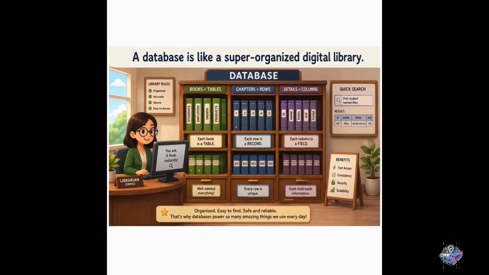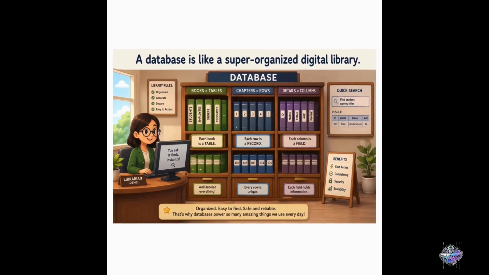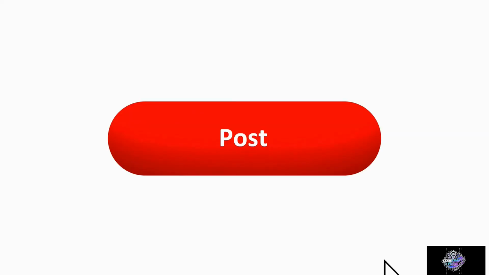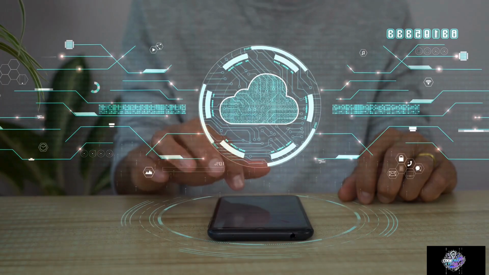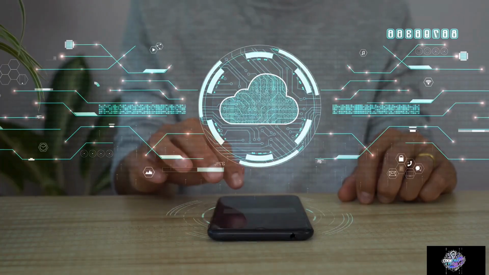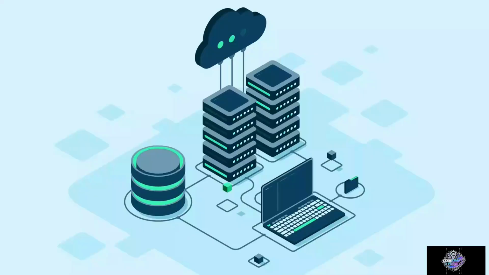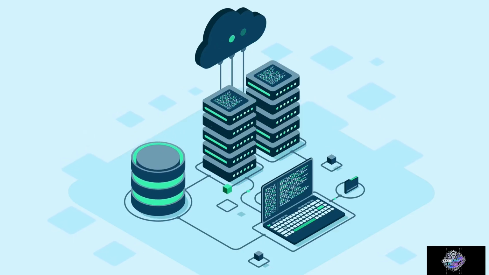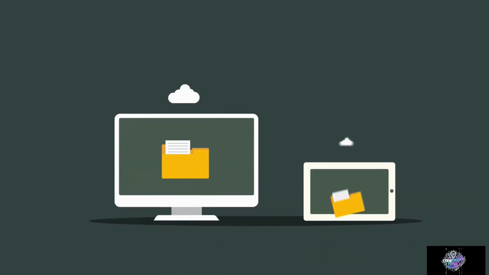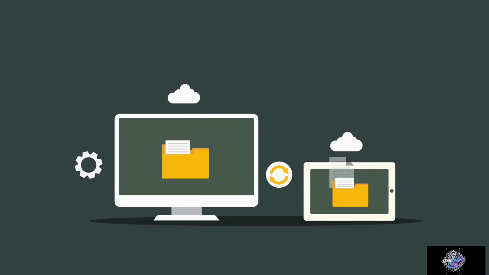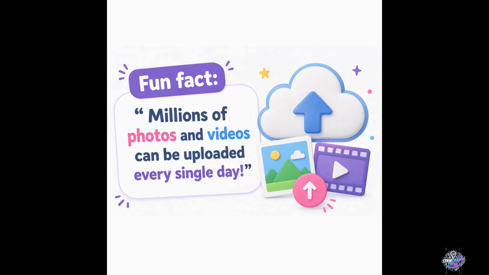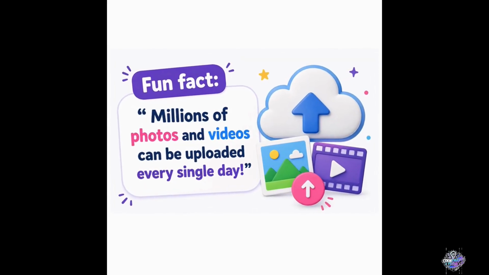Simple comparison. A database is like a super-organized digital library. Uploading photos and videos. Do you know what happens after tapping post? Steps. You select a photo or video. The app sends it to cloud storage. The backend saves details like caption and date. Your followers can see it in their feed. Fun fact: millions of photos and videos can be uploaded every single day.